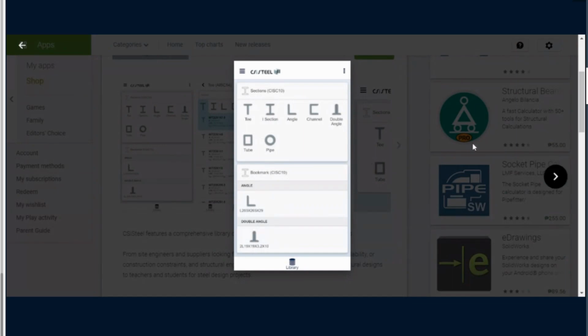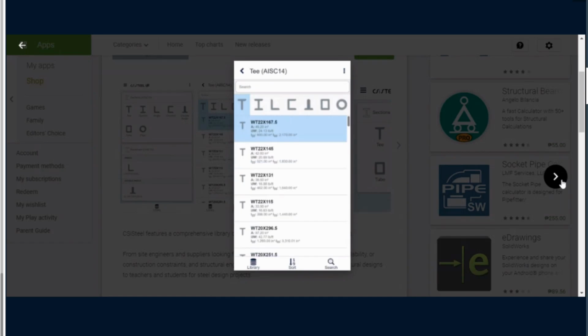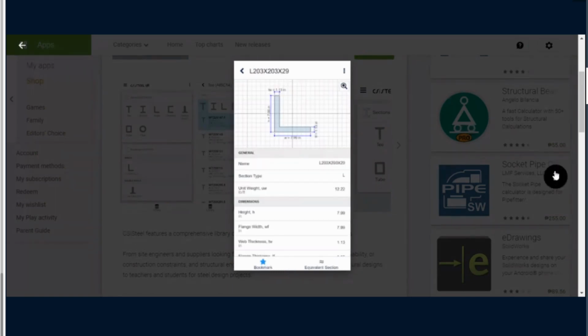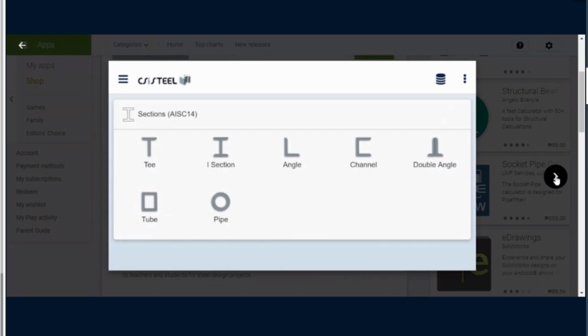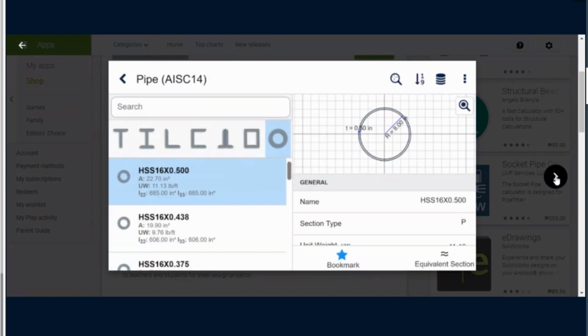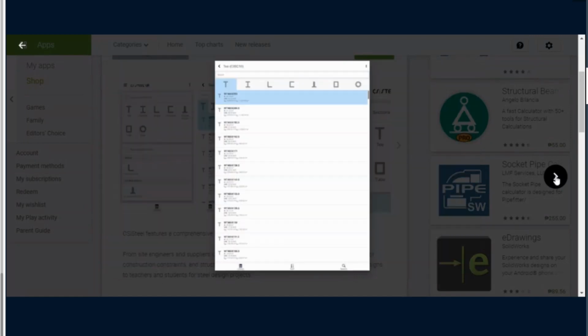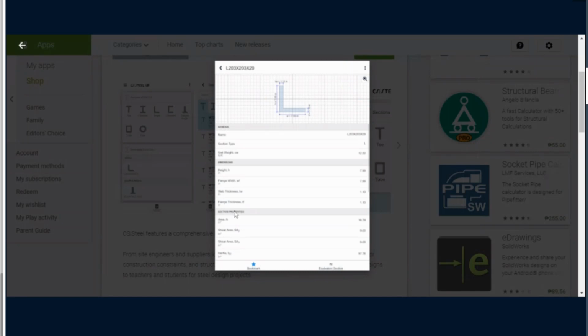And then, for example, you select a structural T, you may select it here, whatever section you need. And then it gives you the diagram and the dimensions. At the same time, it may also give you some other section properties like the moment of inertia right here, the area, etc.